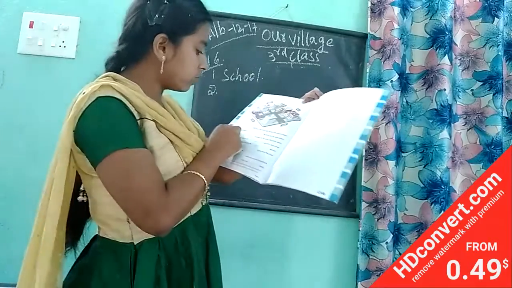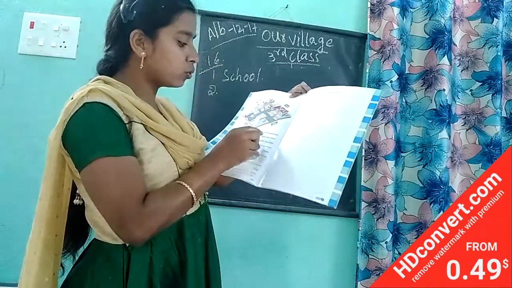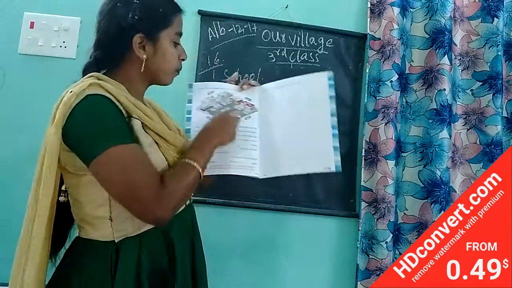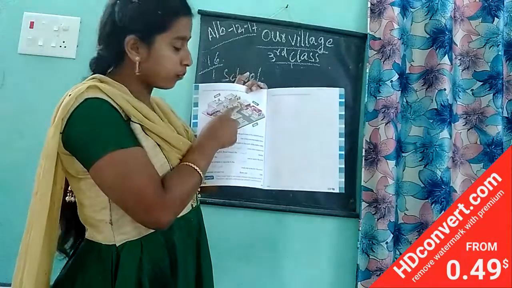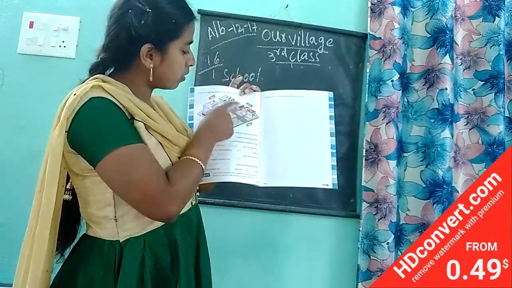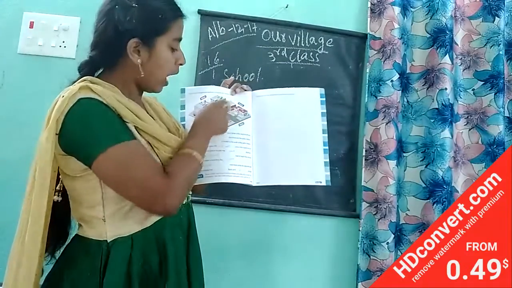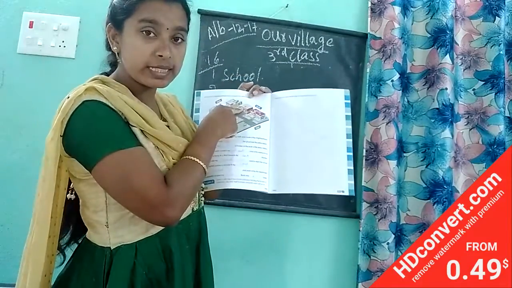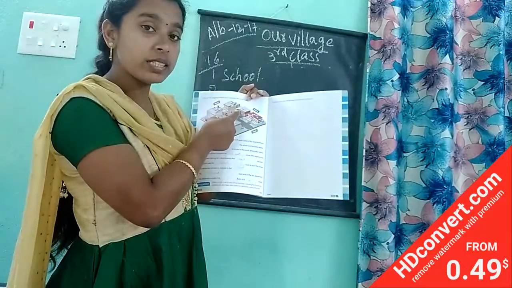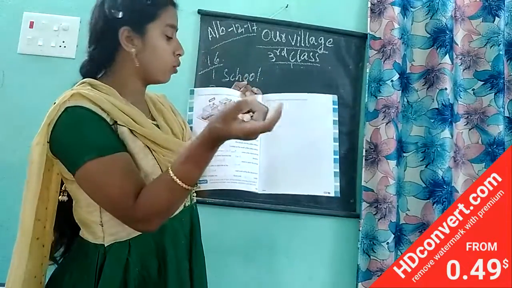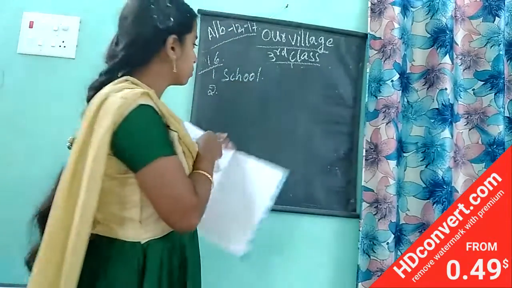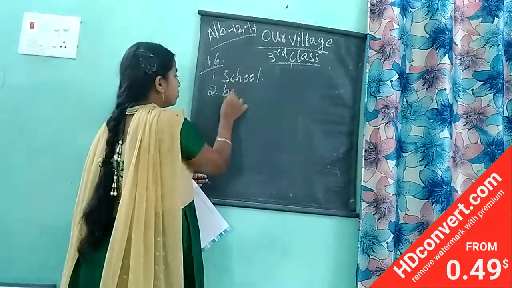Okay, second one. The fire department is dash the school and the police station. See, the fire department is here, between school and police station. Here the police station is there, here the school is there. And where is this fire department located? The fire department is located between this school and the police station. So the answer is between.